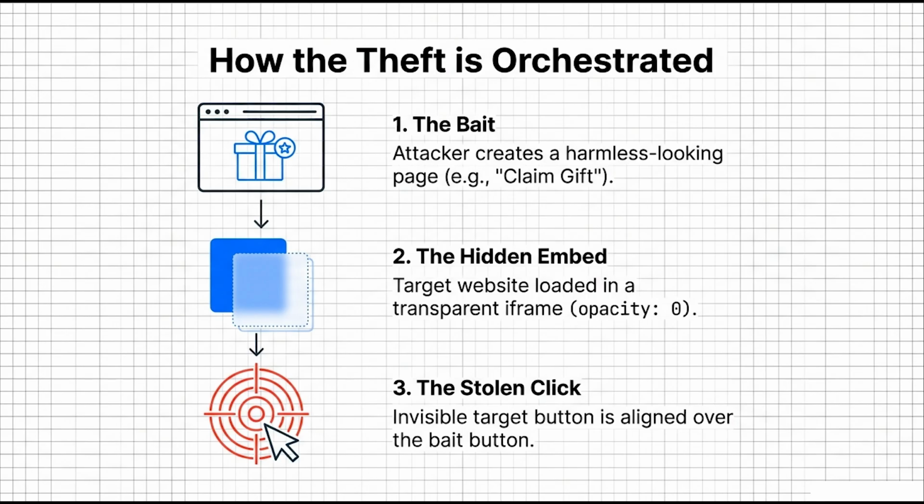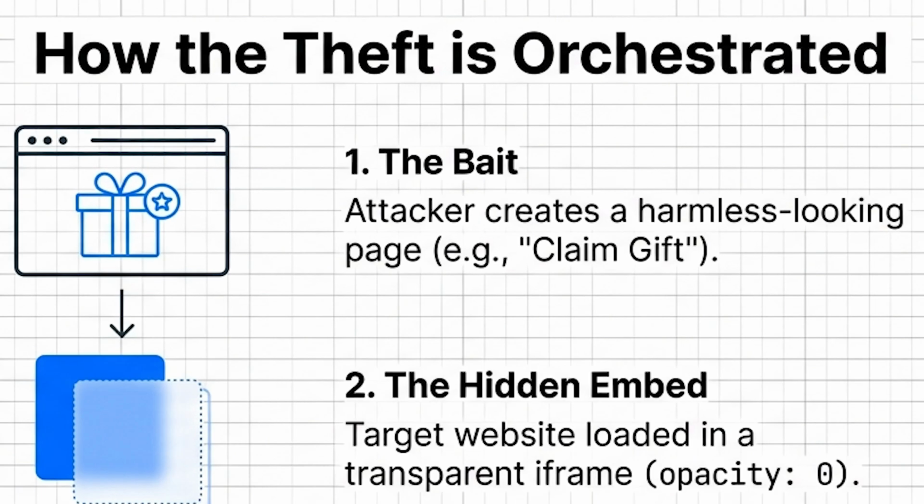So, how exactly does this theft happen? It is essentially a visual illusion. The attack follows three main steps. 1. Creating a malicious page. The attacker designs an attractive page, like a game or a prize offer, that looks completely harmless.